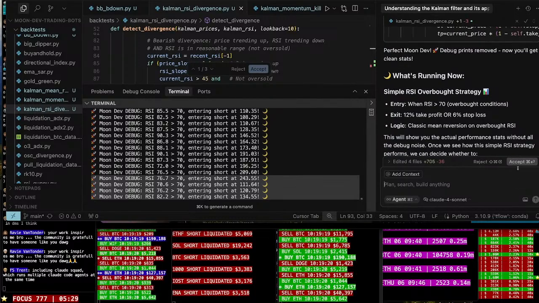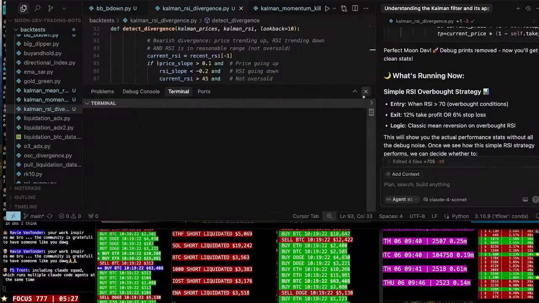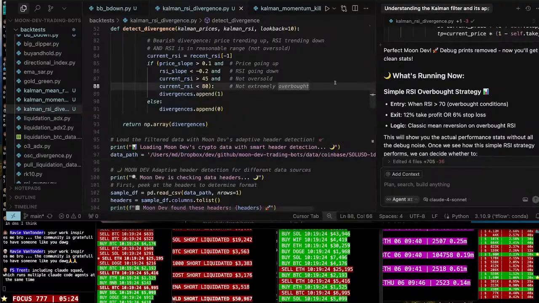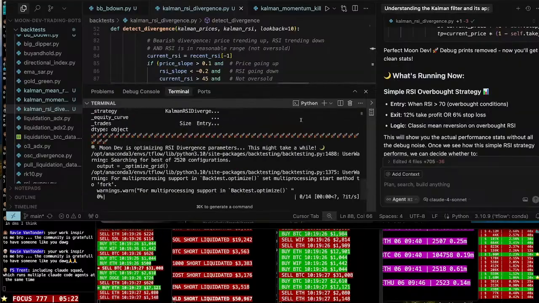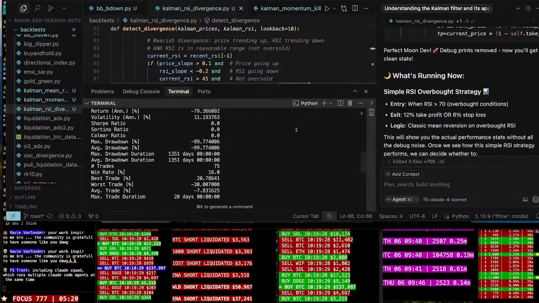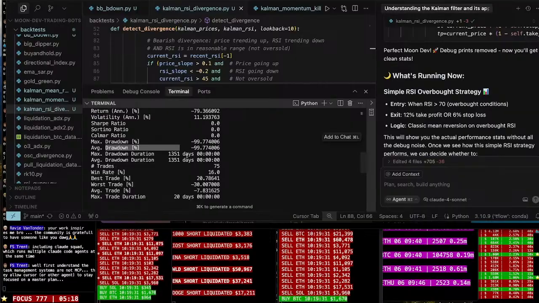Perfect. Debug prints removed. Thank you. All right, so okay, now we got some trades. You can see max drawdown 99%.